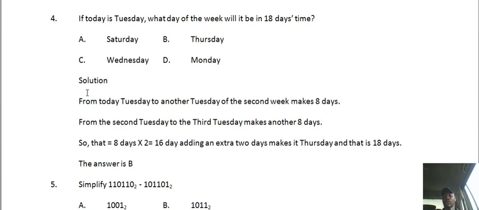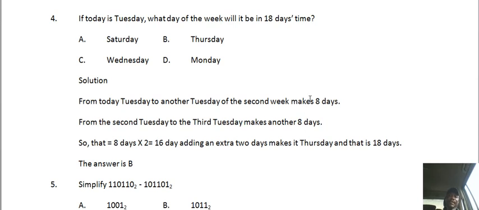So let's look at the solution. From today, Tuesday, to another Tuesday of the second week makes it 8 days. If today is Tuesday, the other Tuesday that is coming in the second week will be 8 days away. From the second Tuesday to the third Tuesday makes it another 8 days.